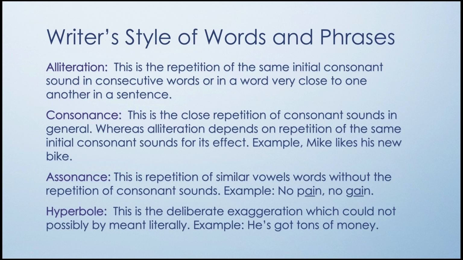Assonance. This is the repetition of similar vowel sounds without the repetition of consonant sounds. For example, no pain, no gain. The repetition is in the vowel. See the A-I, the A sound. No pain, no gain. It's repeated.